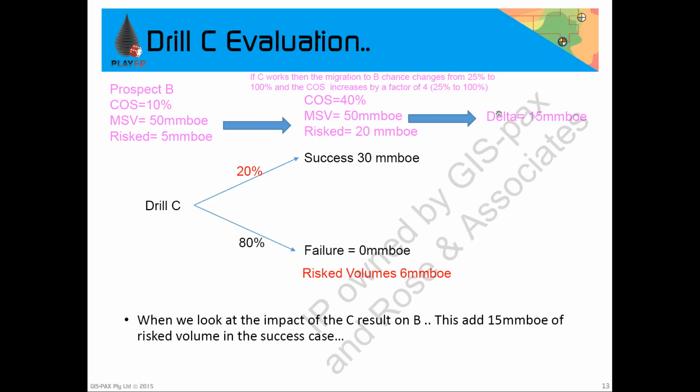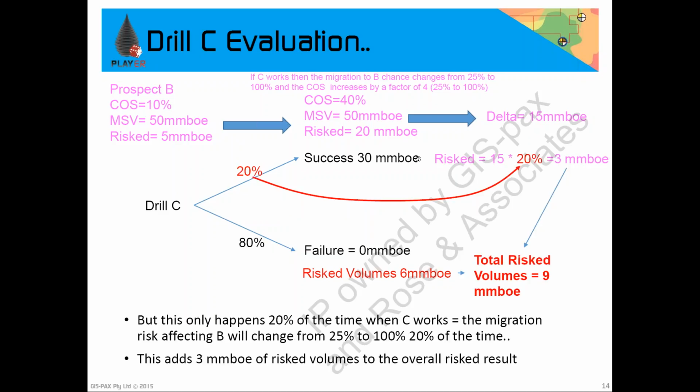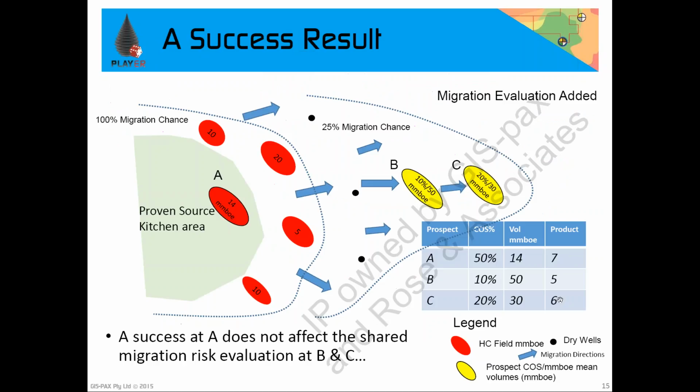So the incremental increase between the 5 million barrels and the 20 is 15 million barrels. I've got an extra 15 million barrels that I didn't have before. But that 15 million barrels only happens 20% of the time when I actually have a success at C. So I multiply the 15 million barrels by the 20% of the time that it actually happens, and I can add 3 million barrels of oil equivalent to the 6 from prospect C to end up with a total of 9 million barrels of oil equivalent. So the maths are very simple, and that's simply going through the logic.